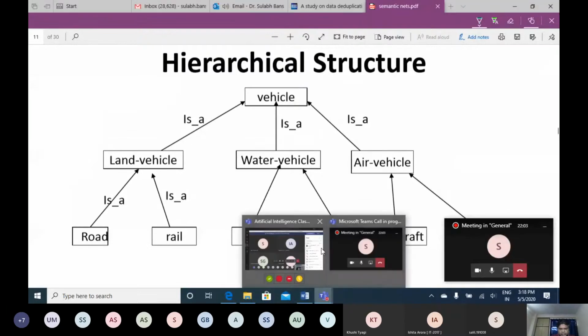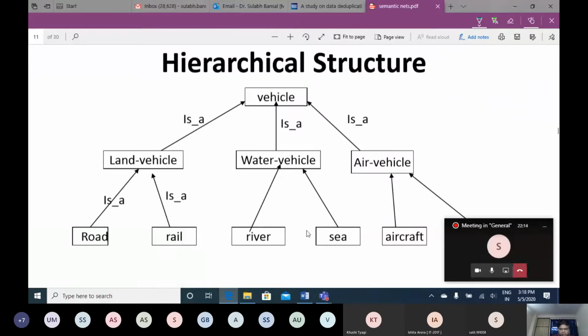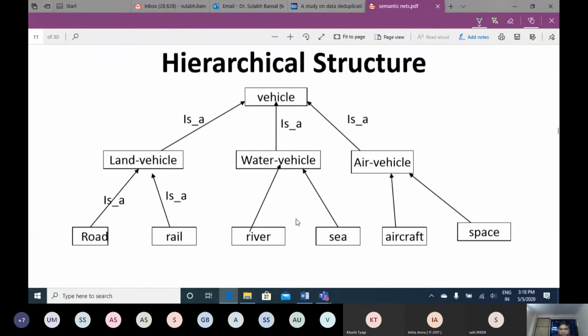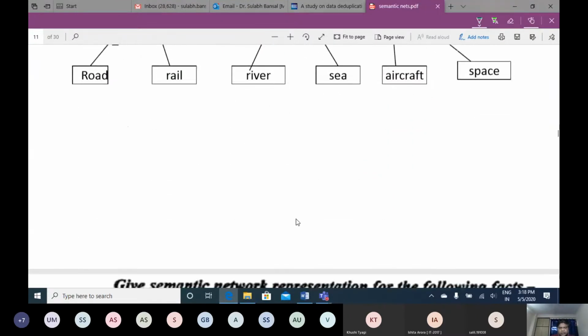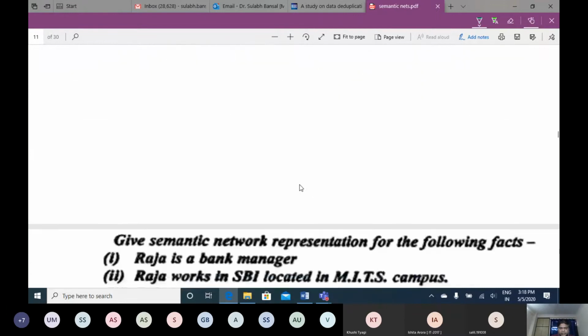Land vehicle. This is another one, so you can see land vehicle, road, rail. Land vehicle can be a road vehicle or rail vehicle. Water vehicle may be a river vehicle or sea vehicle. Air vehicle may be an aircraft or a spacecraft. So these are subclasses of these superclasses.